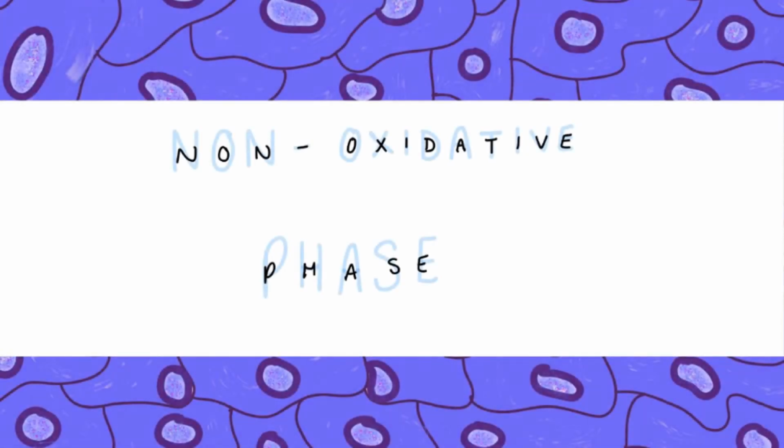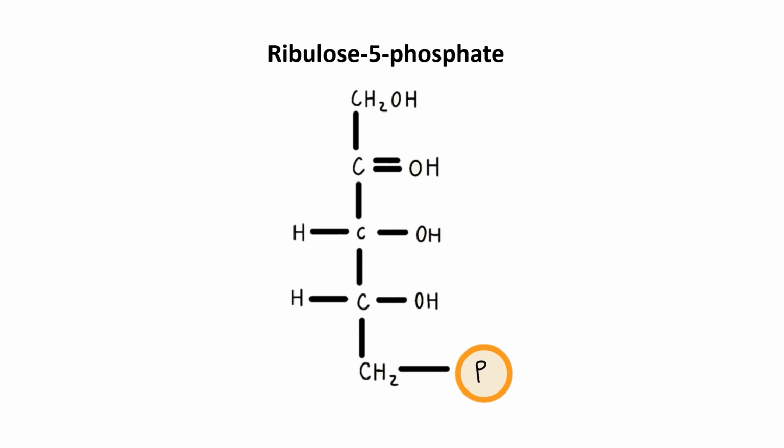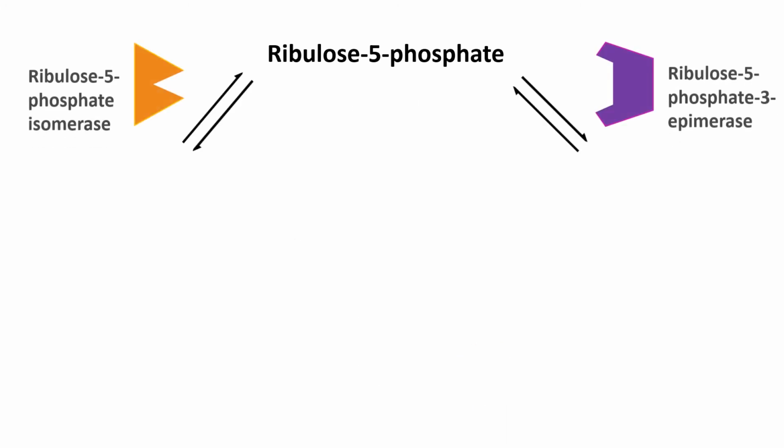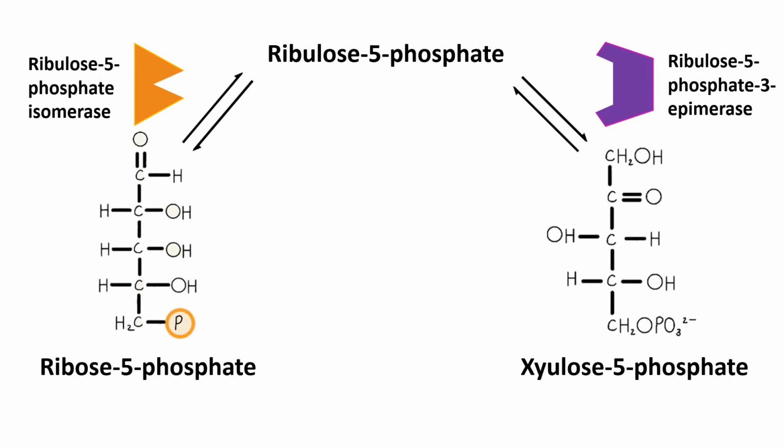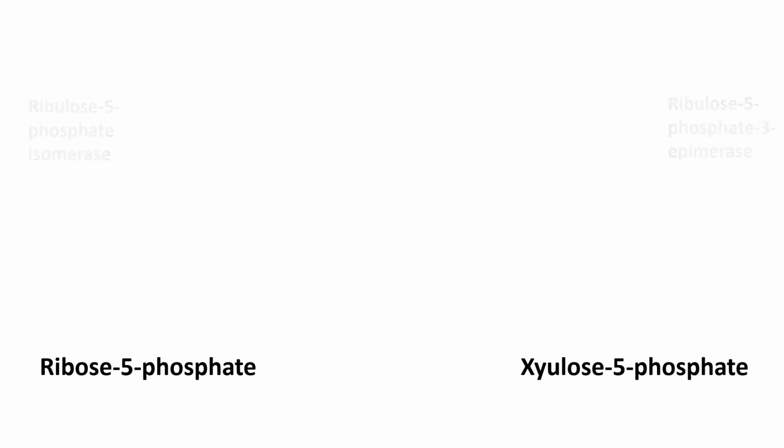The pathway now enters its next phase, the non-oxidative phase. The ribulose 5-phosphate molecule is converted into either ribose 5-phosphate or xylulose 5-phosphate. Ribose 5-phosphate is a main product of the reaction necessary for producing DNA and RNA.